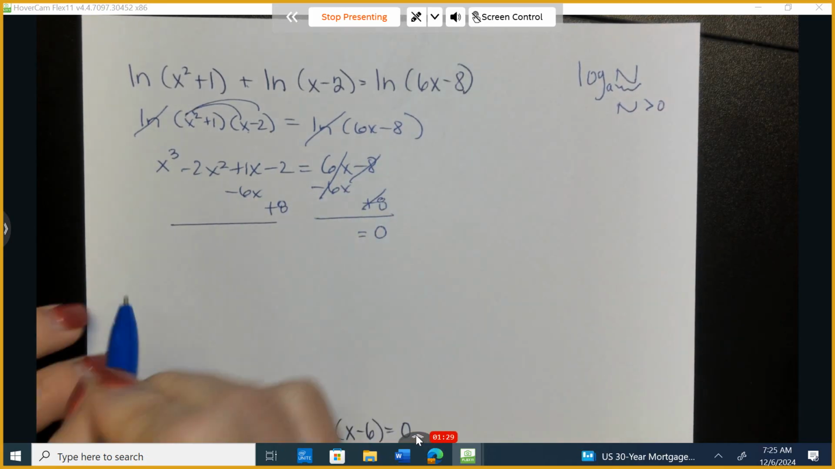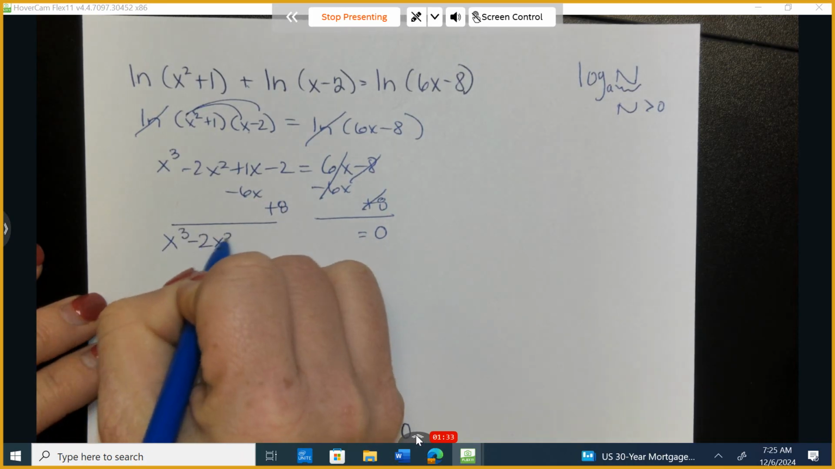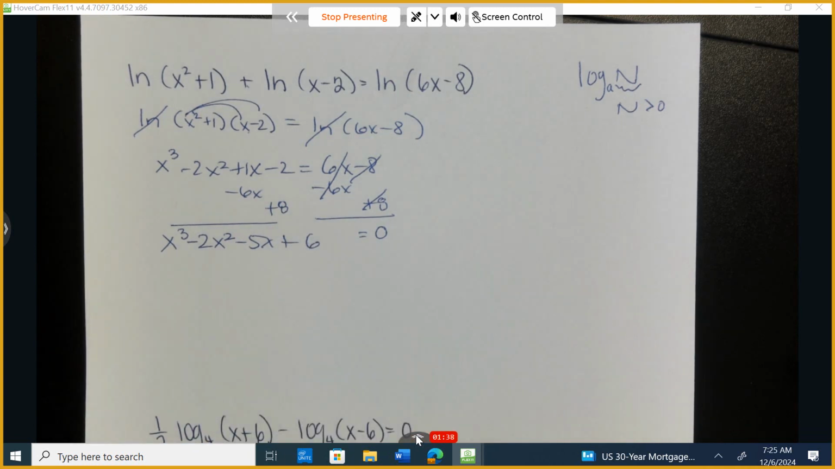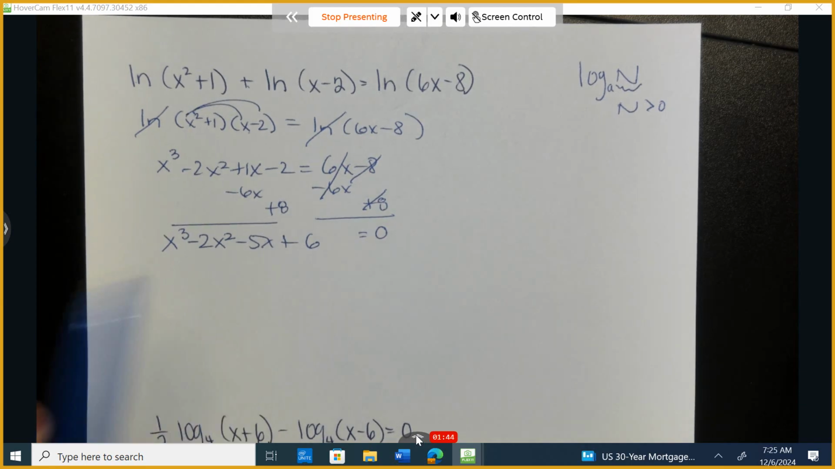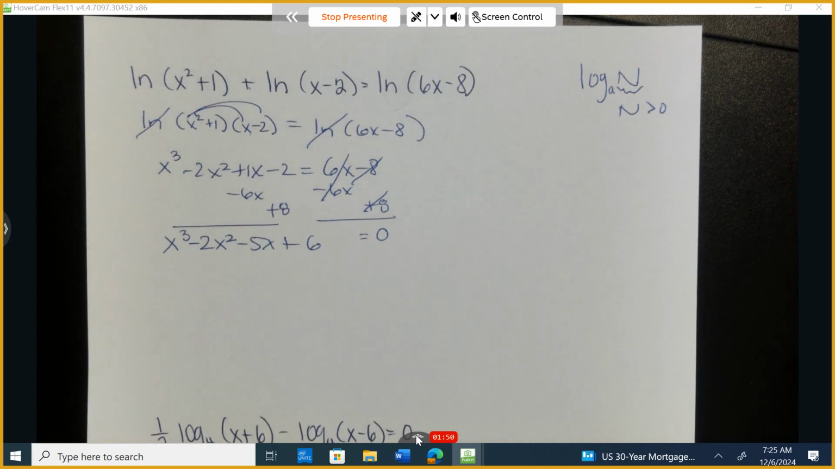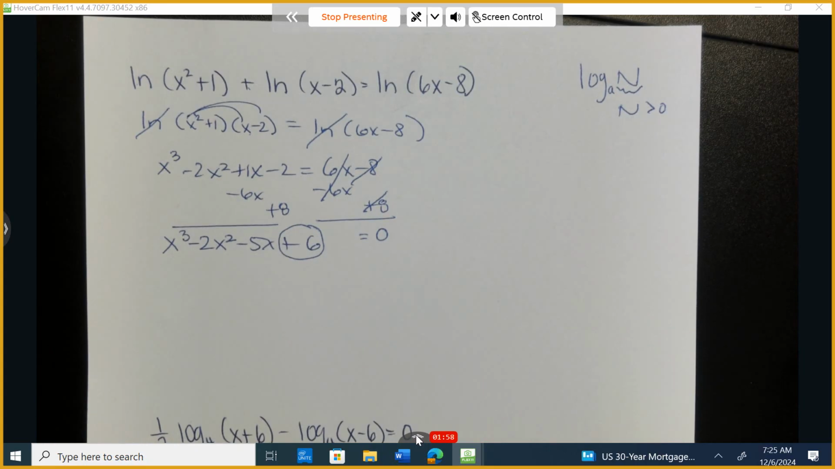Nothing remains on the right-hand side, and on the left-hand side, I have x cubed minus 2x squared minus 5x plus 6. Now I'm glancing at the left-hand side because sometimes when we have four terms like this, we are able to solve by using the grouping method, but I don't recognize any pattern. So now I have to think, how do I solve a polynomial equation that looks like this? And so we're going to rely on the fundamental theorem of algebra.